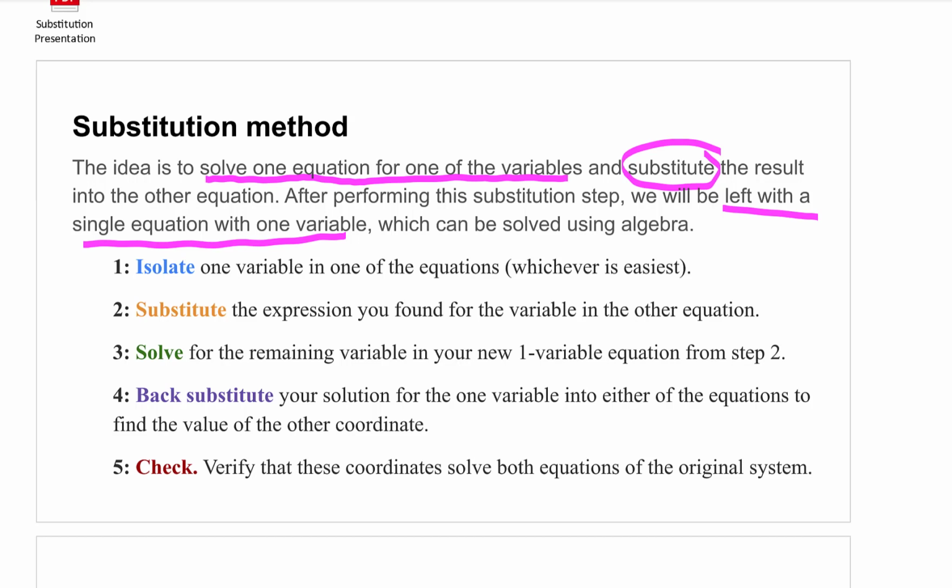So the 5 steps are to isolate one variable using one equation, substitute into the other equation, solve our new one variable equation, then back substitute, so take the solution for the one coordinate and use it to find the other in either equation. And remember, we should always check, which we can do by verifying that the point is a solution to both equations. We can also do it by graphing the equations and identifying that the point of intersection is the point with the coordinates we have found.